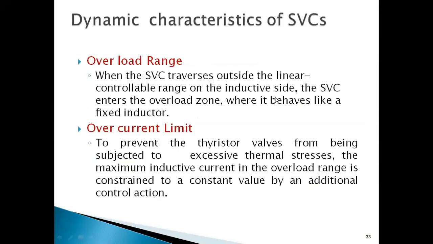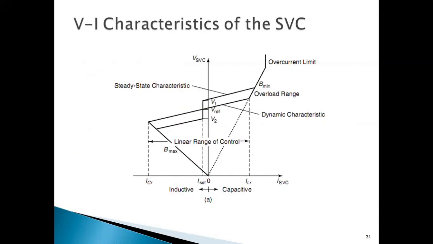So we have the overload range. After that, we have the overcurrent limit to prevent the thyristor valve from being subject to excessive thermal stress. In order to avoid more inductive current being drawn, the maximum inductive current in the overload range is constrained to a constant value by an additional control action. Appropriate action is taken to prevent this, and we have control over this. So this is the characteristics curve for SVC.